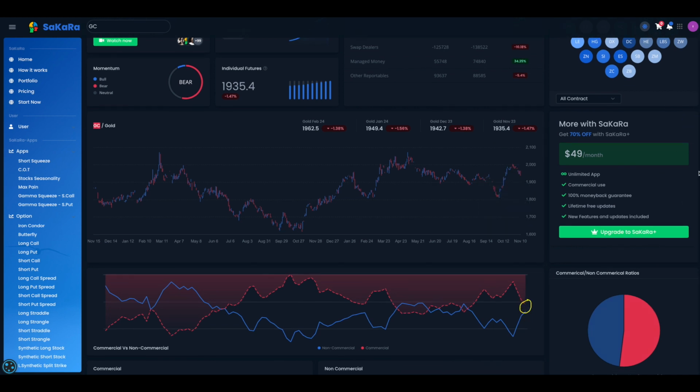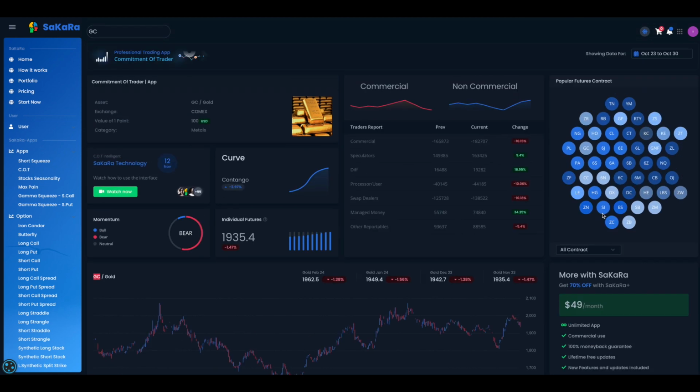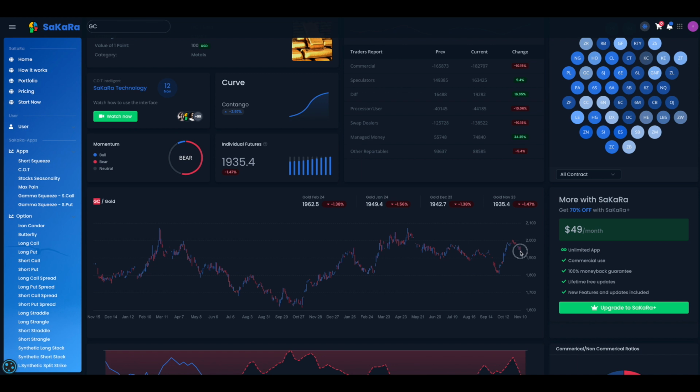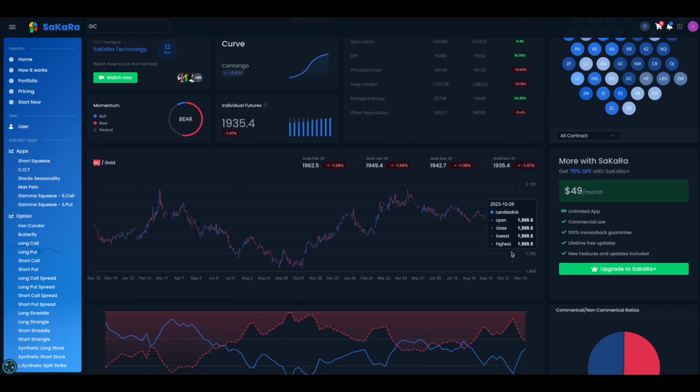So again, if the blue line continues to increase, we will see an increase in price. But if we see an increase in the red line and a decrease in the blue line, it means that the price of the gold will decrease. We are now at November 10, and we continue to follow and track the position of the gold.